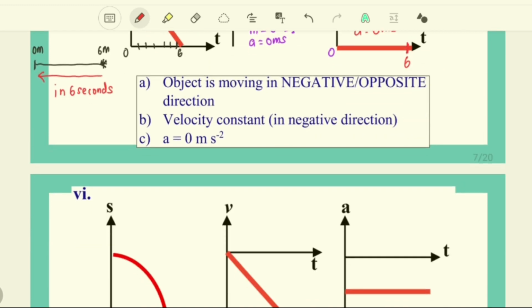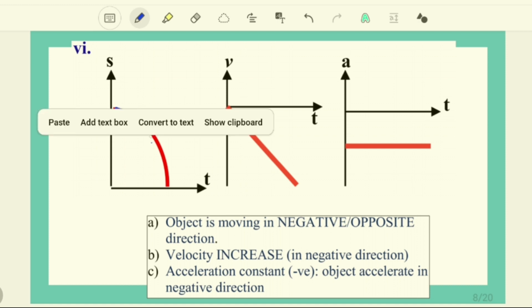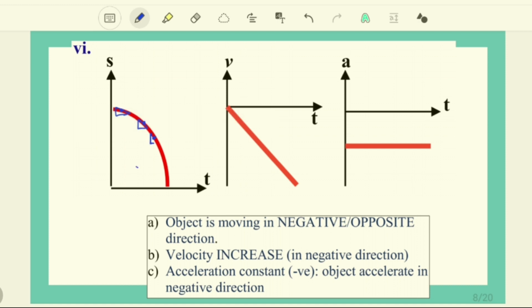Okay, next. Okay, this one. Okay, first, let's draw the triangle. Okay, let's start. Okay, let's say this point. Oh, you can see here the triangle. And how about this point? Okay, the gradient becomes steeper. Kat sini lagi lah kecerunan dia semakin bertambah. Okay, that's mean from here, let's say 6 meter to 0, the object is moving in opposite direction. Dia patah balik kepada 0 meter, from 6 meter to 0 meter in 6 seconds.